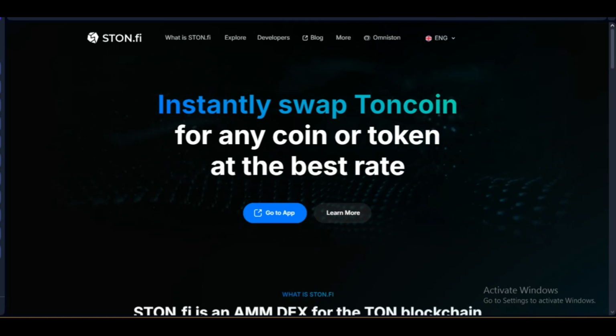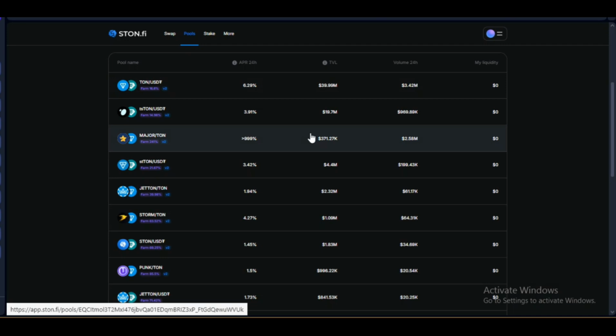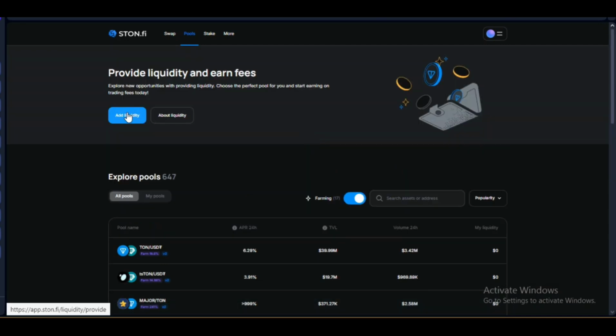So first, what is a liquidity position? If you're coming to Stonfi for the first time, you're probably asking yourself that. Let me explain with an analogy. Imagine a bustling marketplace where traders are constantly buying and selling. For the market to function smoothly, you need enough product on the shelf, right? In DeFi, that product is liquidity.